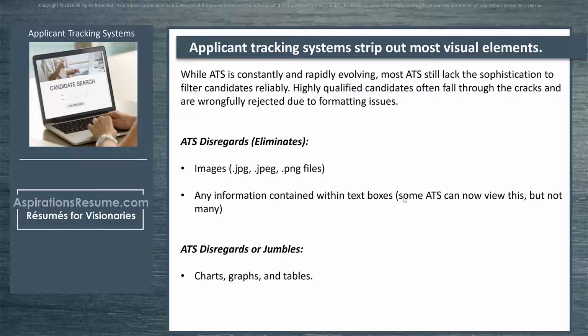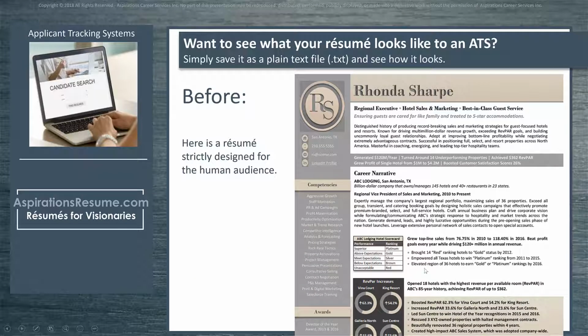Any information contained within text boxes, and I'm going to show you an example later on the specifics, but some ATS can view text boxes and even graphs, but it'll generally speaking still jumble up that information within other sections of your resume. So text boxes, really, you try to avoid them at all costs. Charts and graphs, you try to resave those as images so that they can be disregarded by ATS, and then you rewrite the same information within those charts and graphs somewhere else in the resume. And also tables, Excel tables, whatever.